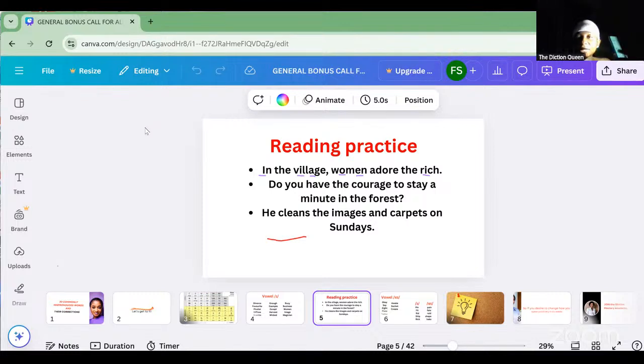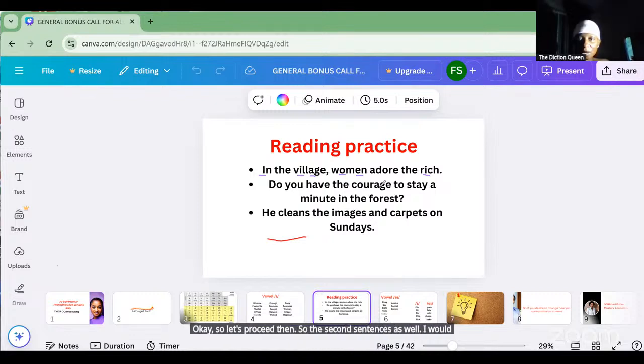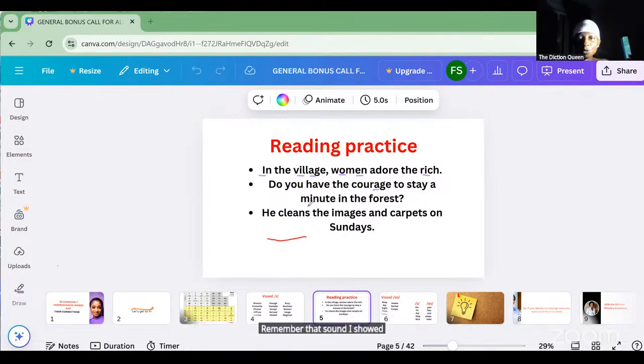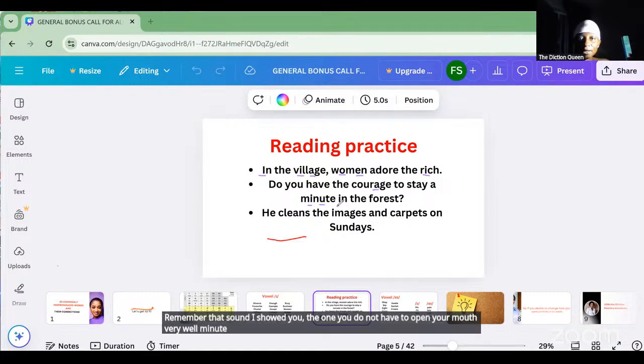Okay, so let's proceed. Then the second sentence as well, I would underline the words with A. Courage. Remember that sound I showed you, the one where you do not have to open your mouth very wide. Minute. Forest. Your TH sound, put your tongue outside. Carpet. The first syllable in carpet.